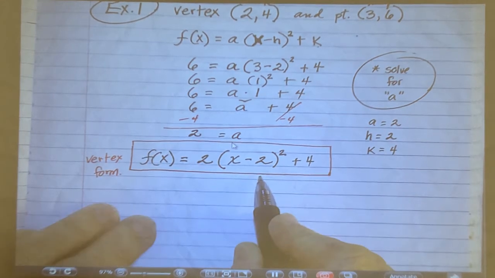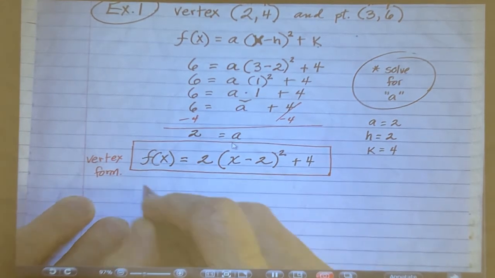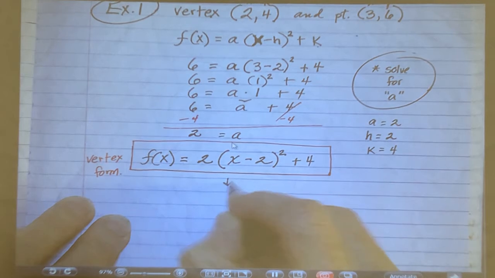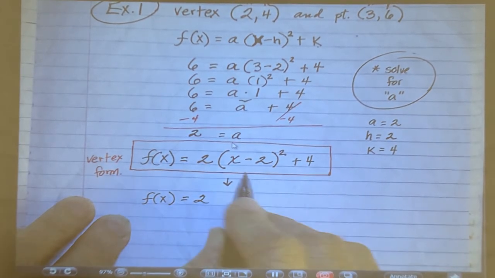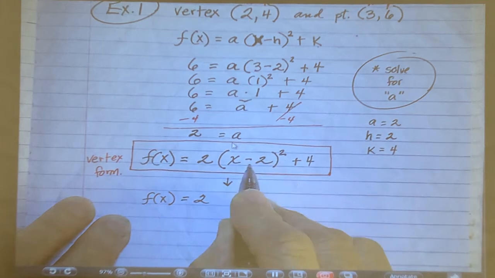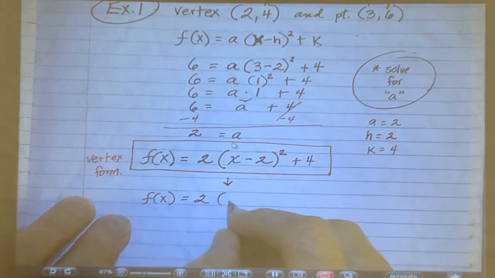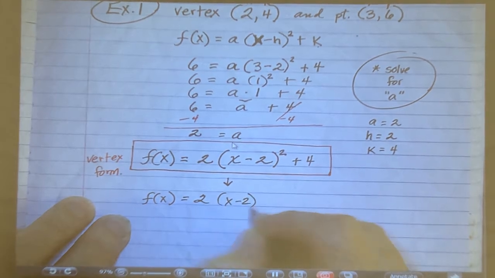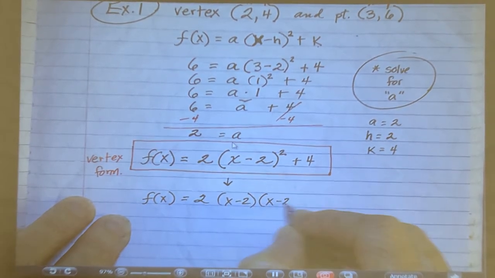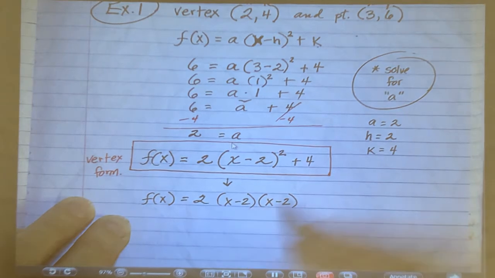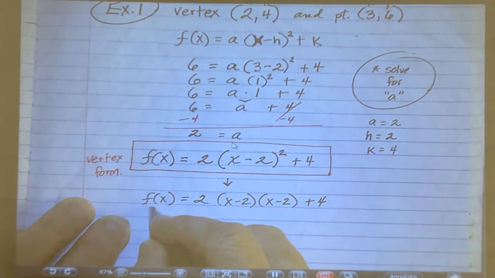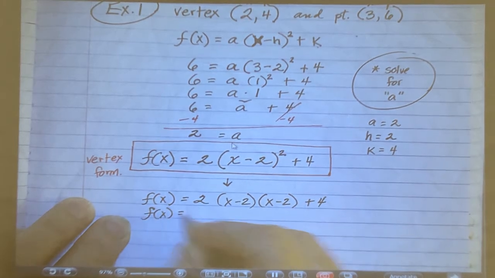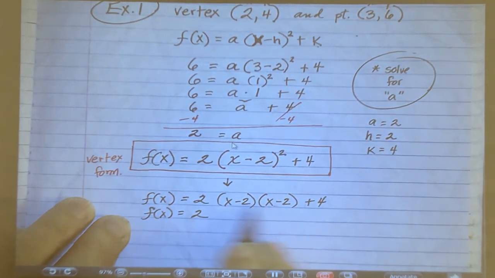So that's the answer in vertex form. Let's put it in standard form. So this means f of x equals 2 times, and I'm just going to, instead of writing this in exponential form, write x minus 2 times itself, side by side, x minus 2 times x minus 2. Remember, it's going to be written in expanded form rather than vertex form. Plus 4. So f of x equals, I'll leave the 2 right now. I'm going to focus on the full method.